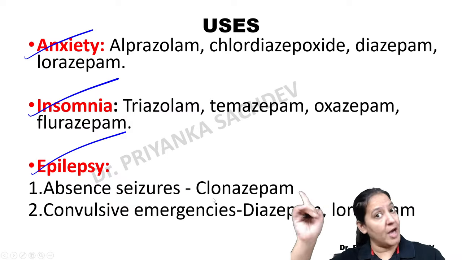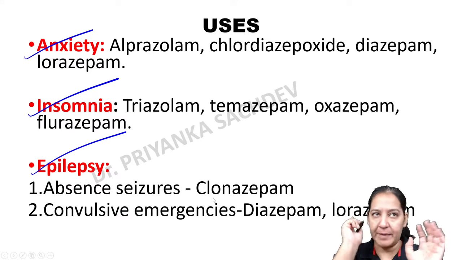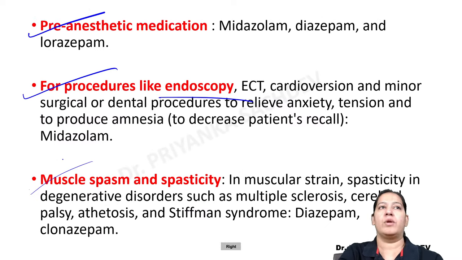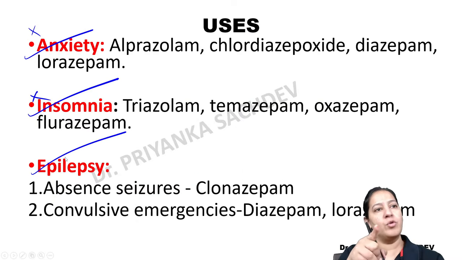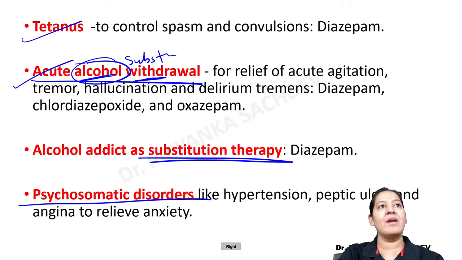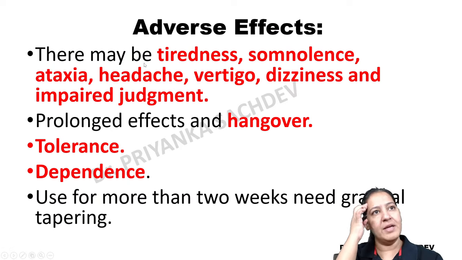But if you remember, in barbiturates, we have only two uses: in epilepsy and in anesthesia. Barbiturates are not used for anxiety or for insomnia. They are used for epilepsy and anesthesia only. Benzodiazepines are used for anxiety also, insomnia also, epilepsy also, anesthesia also, endoscopy also, muscle relaxant also, tetanus, alcohol substitution therapy, psychomotor disorder. Give me a thumbs up.